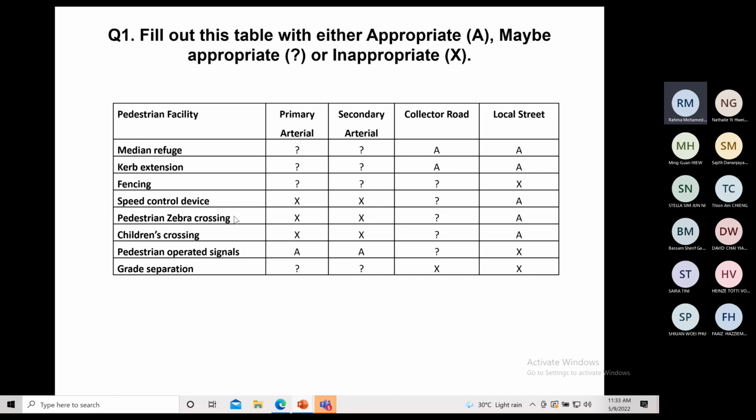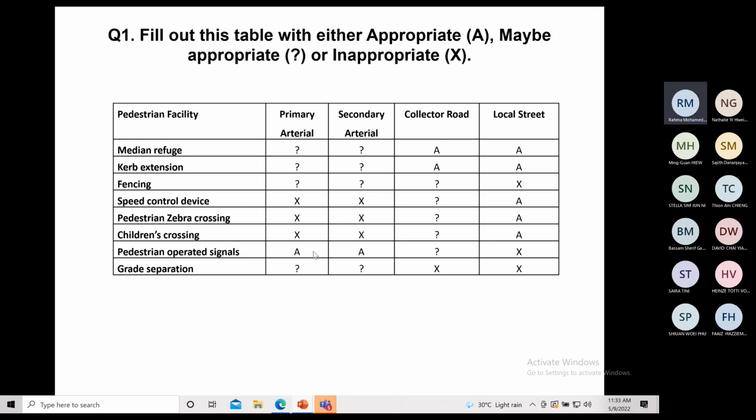So likewise, zebra crossing can only be installed in local street. For collector road, you should check where you are going to install it and check the amount of traffic there, but it's inappropriate in arterial road because cars are moving at a very high speed and there are a lot of cars. Same as for children's crossing, you have to install it in local street where you can limit the speed.